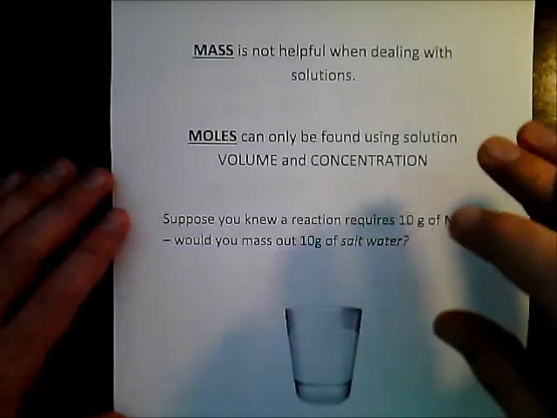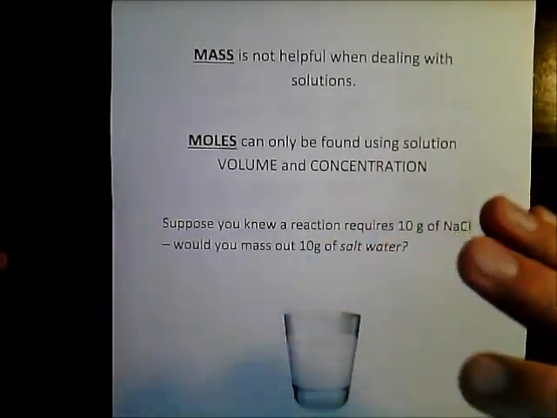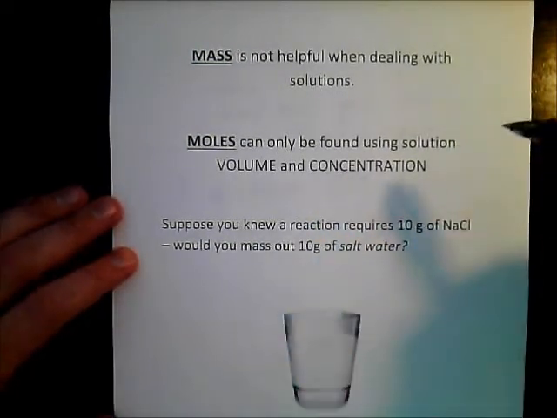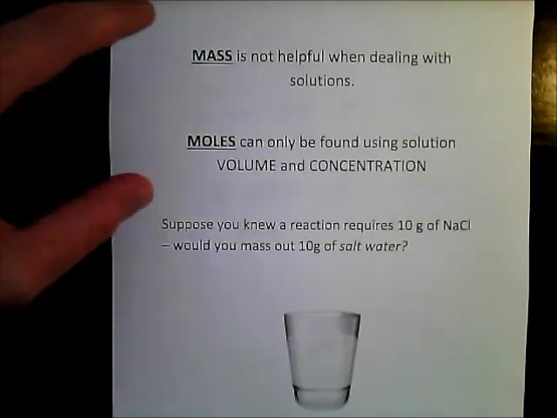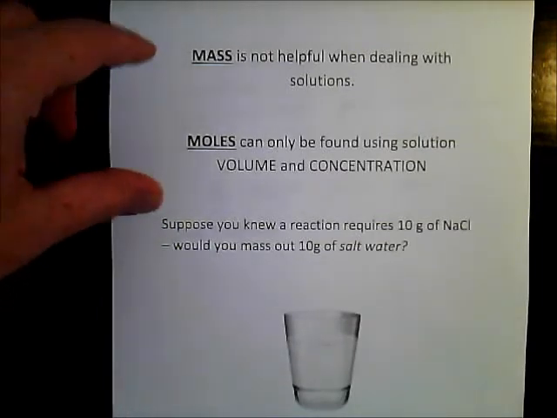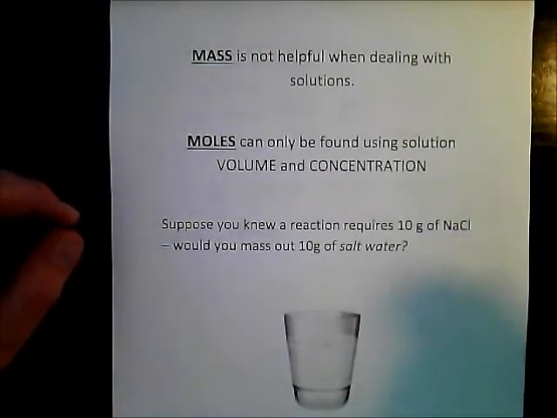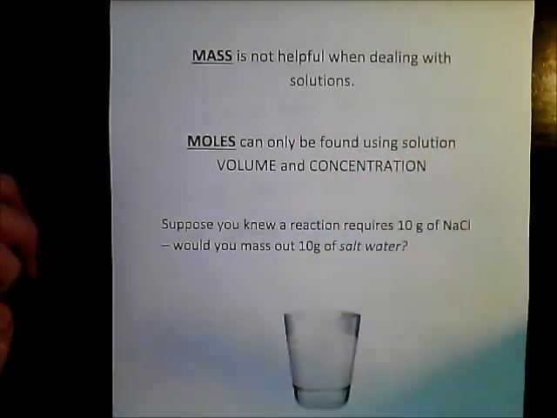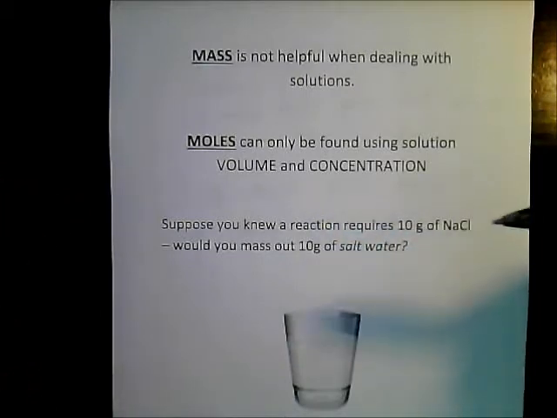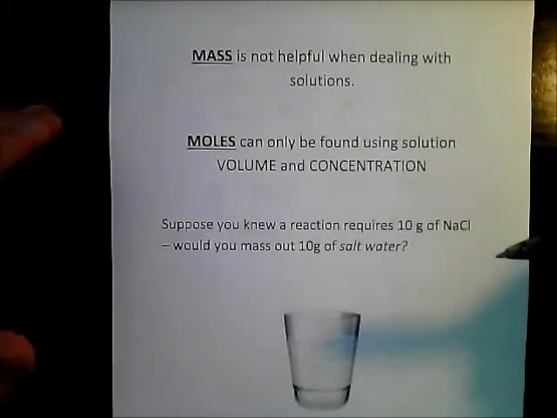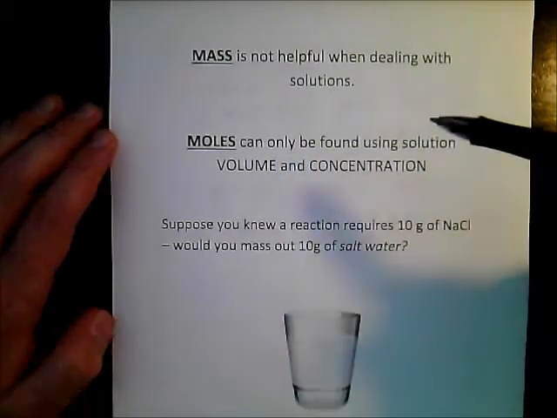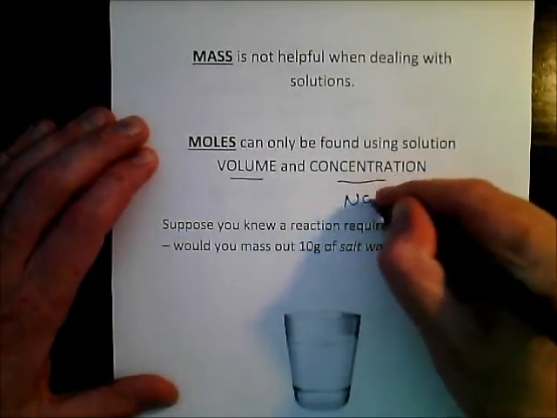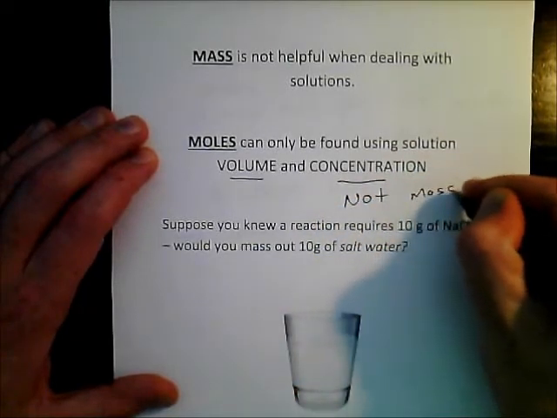First of all, when we're dealing with solutions, these aren't pure substances, these are solutions, and mass is not particularly helpful. I thought these two things were so important, I decided to write them on a page and print them out to show them to you, so they must be important. When we're dealing with stoichiometry, as you guys know, hopefully, it's always all about moles. We've got to get to moles somehow. You really can only find moles, if it's a solution, from volume and concentration, not, as it says above, mass.